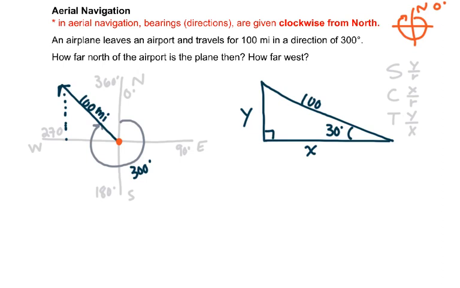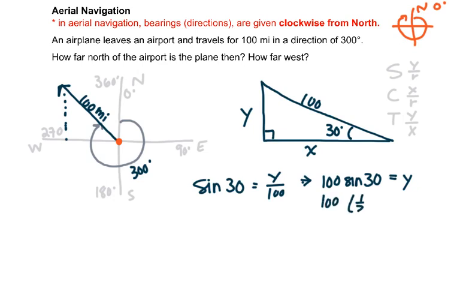All right, so sine of theta, or I'm sorry, sine of 30, because that's the angle we are now using. Sine of 30 is going to be y over 100. I can solve that, and I will have 100 sine 30 equals y. Of course, I know what sine 30 is. Sine 30 is 1/2. So 100 times 1/2 gives me 50 miles for y.